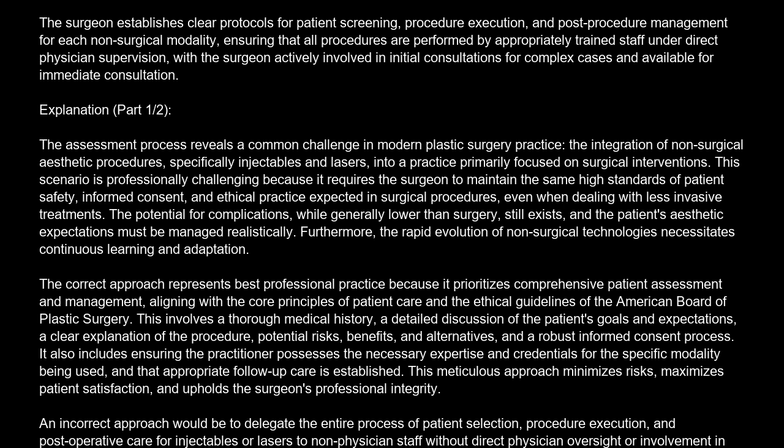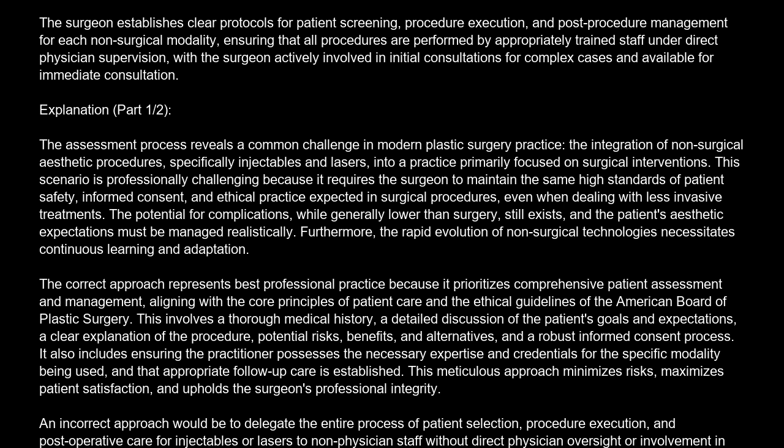The correct approach represents best professional practice because it prioritizes comprehensive patient assessment and management, aligning with the core principles of patient care and the ethical guidelines of the American Board of Plastic Surgery. This involves a thorough medical history, a detailed discussion of the patient's goals and expectations, a clear explanation of the procedure, potential risks, benefits, and alternatives, and a robust informed consent process.